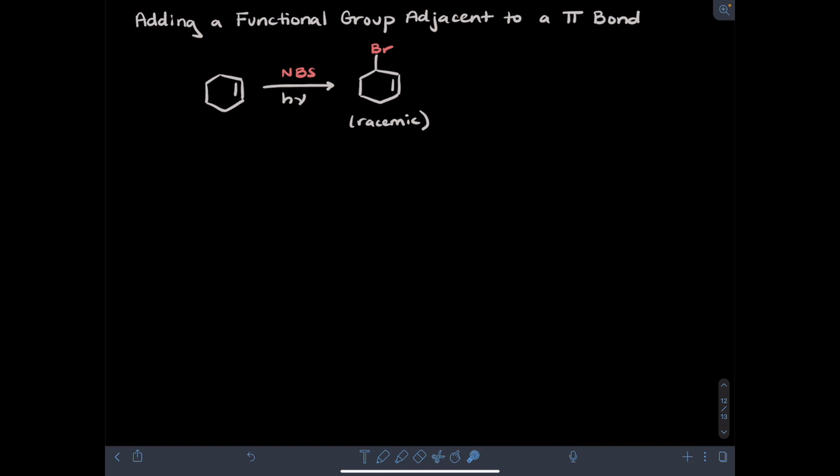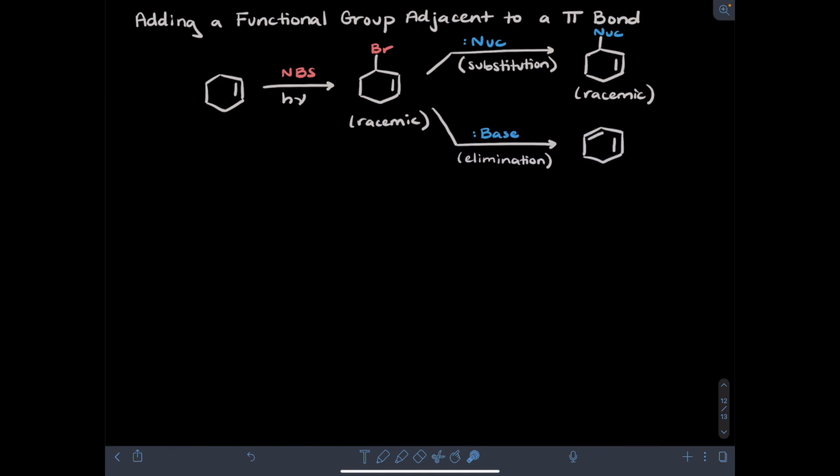And now that you have an alkyl halide, you can go back to all of your old substitution and elimination reactions involving alkyl halides. So you could treat that alkyl halide with a nucleophile to add a new substituent adjacent to the pi bond. Here as well, you may have to worry about stereochemistry. Or alternatively, you could treat the alkyl halide with a base to cause an elimination reaction involving a beta position to form a new alkene. Because the original molecule had an alkene starting out, this new product has 2 alkenes adjacent to each other.